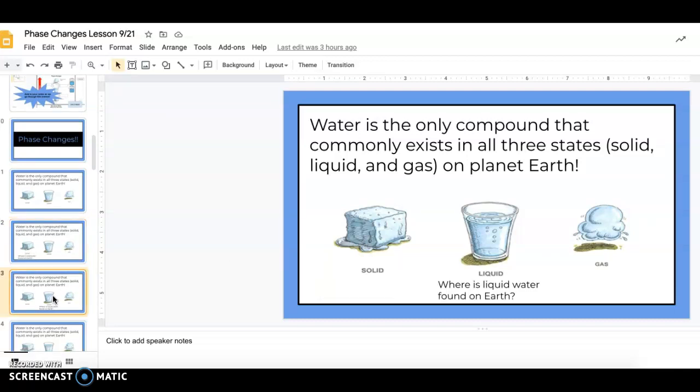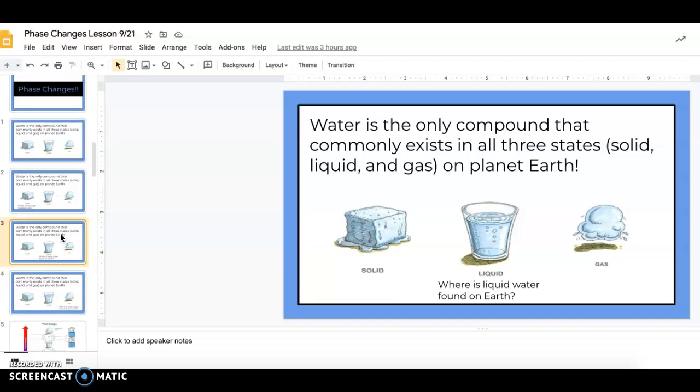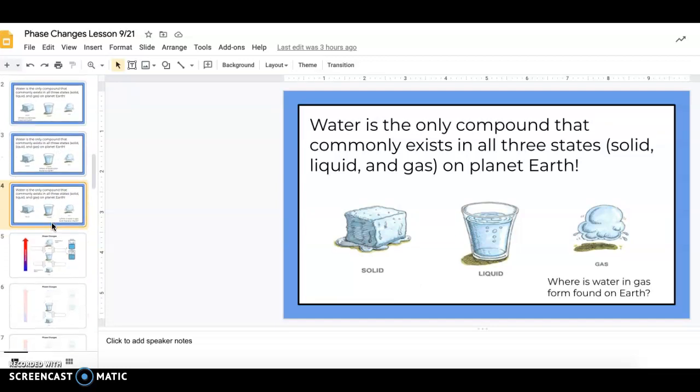Where do you see it as a liquid on Earth? Some people say water, oceans, lakes, yep. And where do we see it as a gas on Earth? In condensation. Anytime you wake up and the windows are kind of foggy and you could write your name in it, that's condensation. And that's coming from our atmosphere. Well, I guess that's liquid if it's condensation. But it came from the gas. There's gas, water vapor in our atmosphere.